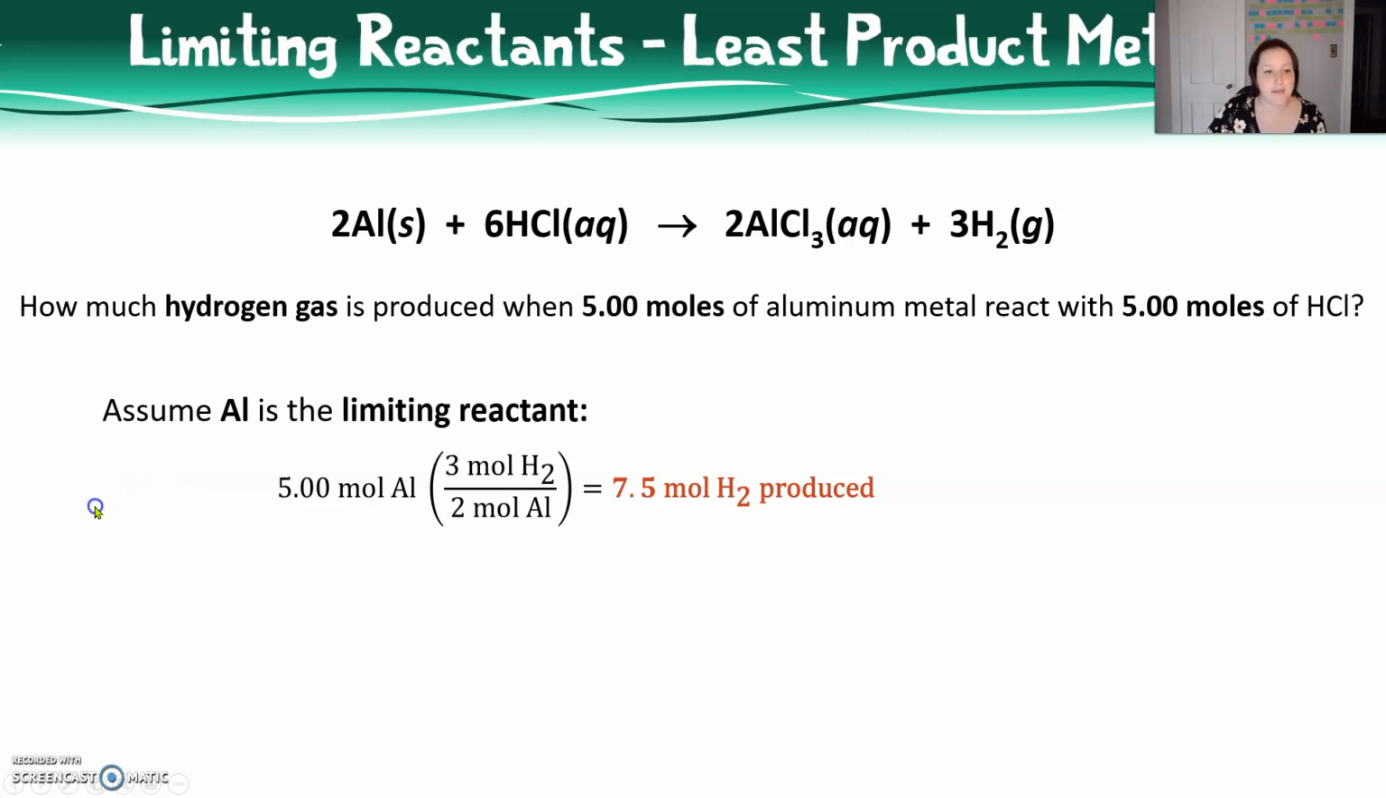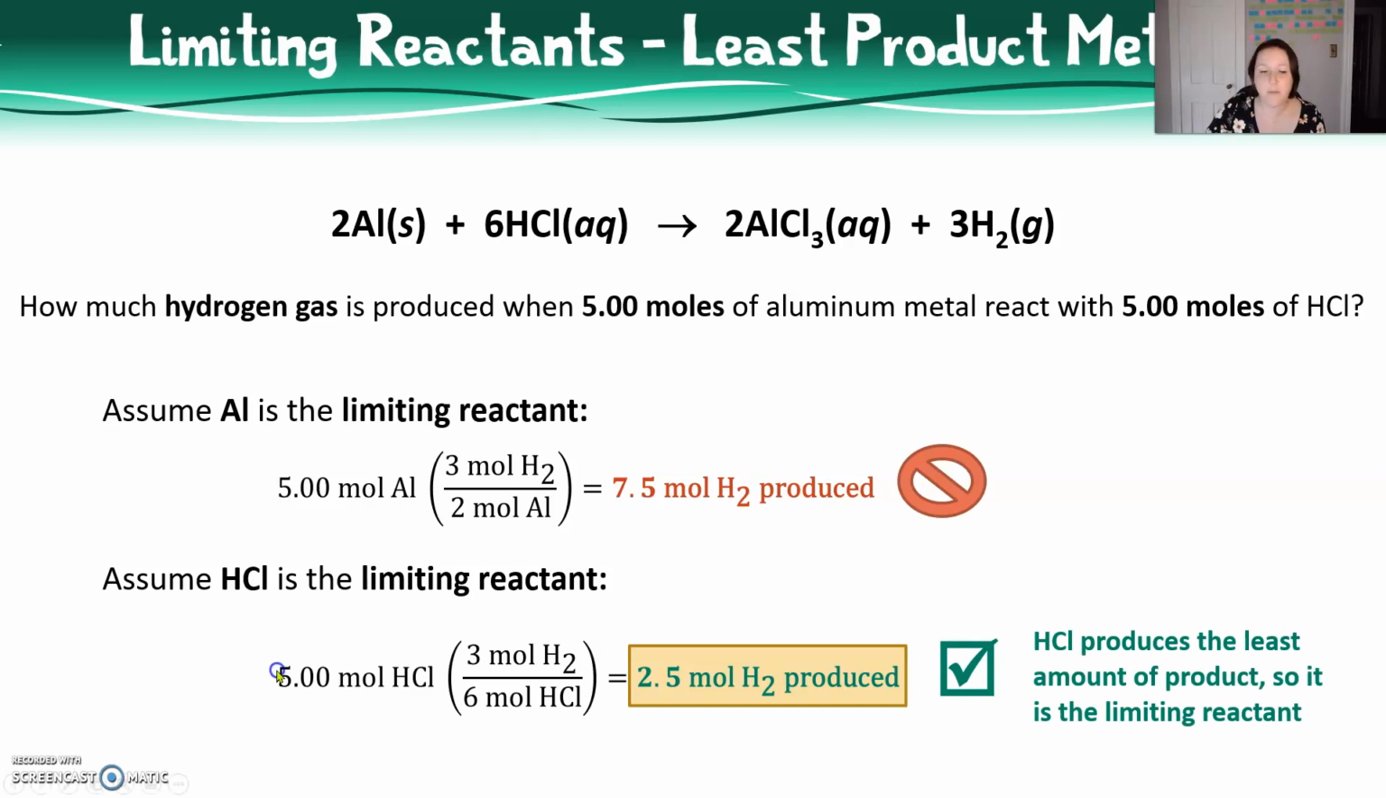So next we assume that HCl is the limiting reactant and calculate how much hydrogen would be formed if all 5 moles of the HCl reacts to form products. Again, we use stoichiometry and the mole ratio to determine that 2.5 moles of hydrogen will be produced if all 5 moles of the HCl reacts.